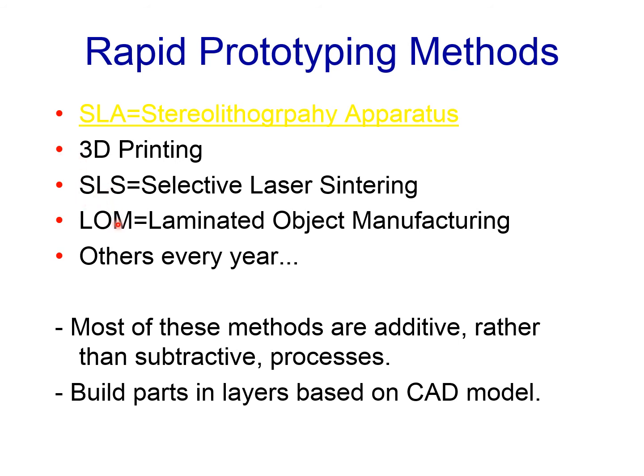3D printing, SLS, selective laser sintering, LOM, laminated object manufacturing, and so on. All these rapid prototyping technologies have been enabled by 3D CAD models. You can actually have a physical prototype of any complex shape as long as you can capture it in a 3D CAD model. Usually we build parts and then we assemble them one by one.